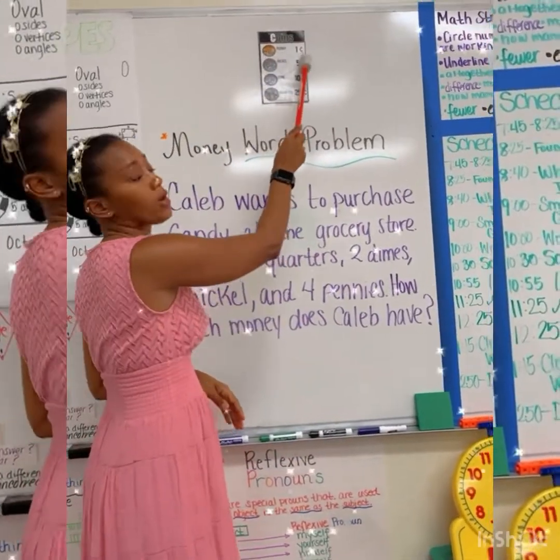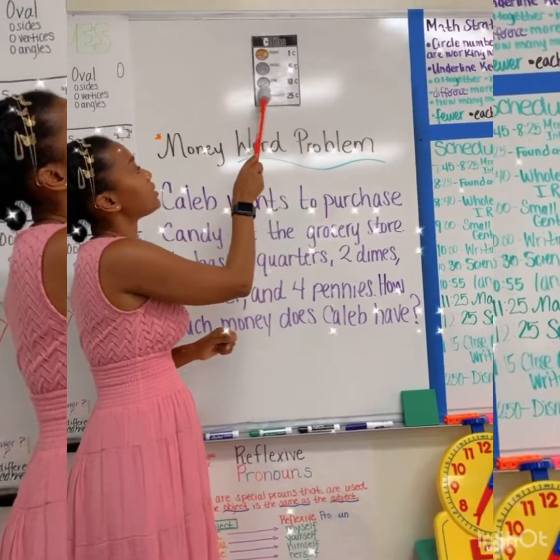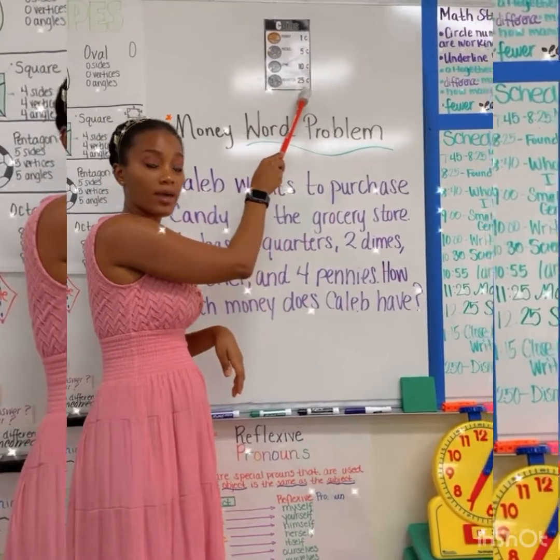The penny is worth 1 cent. The nickel is worth 5 cents. The dime is worth 10 cents. And the quarter is worth 25 cents.